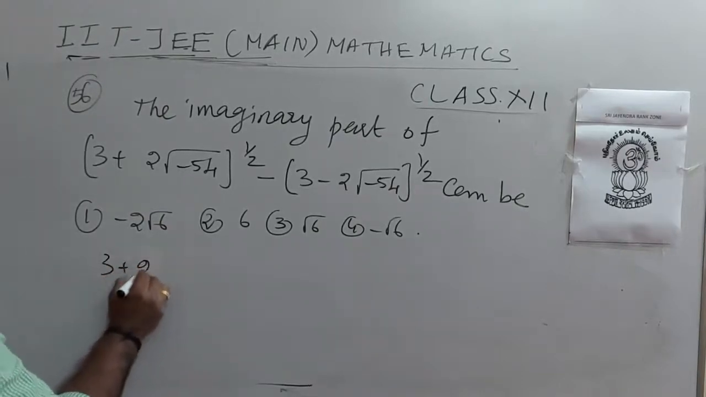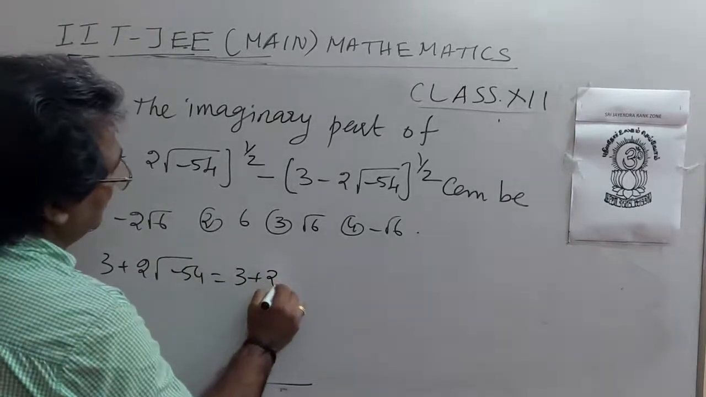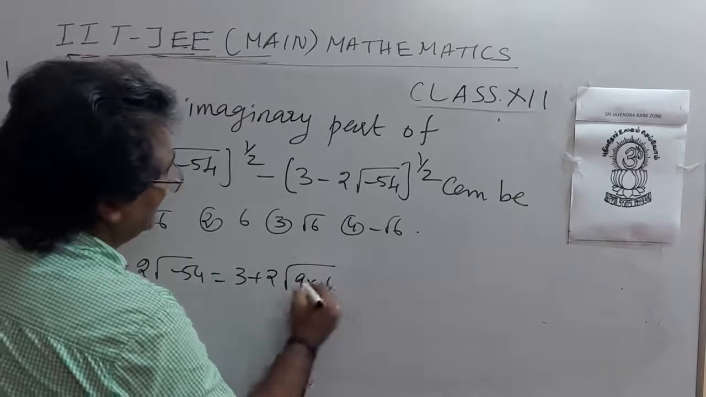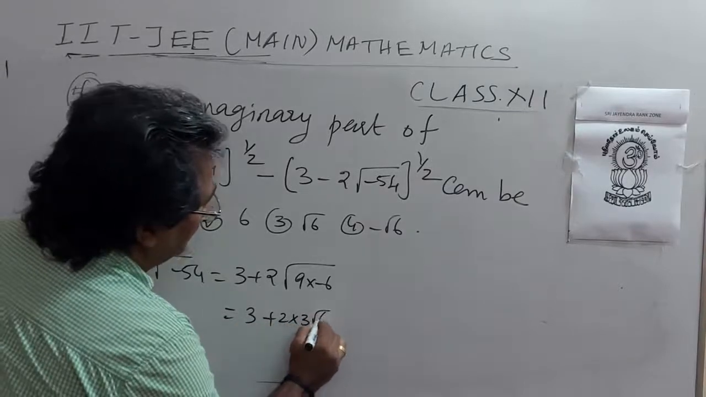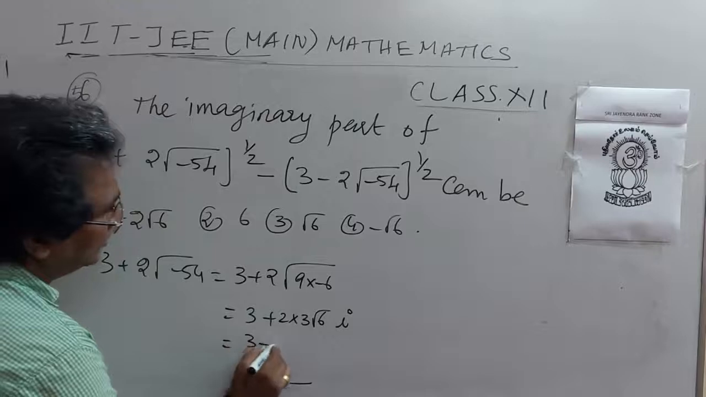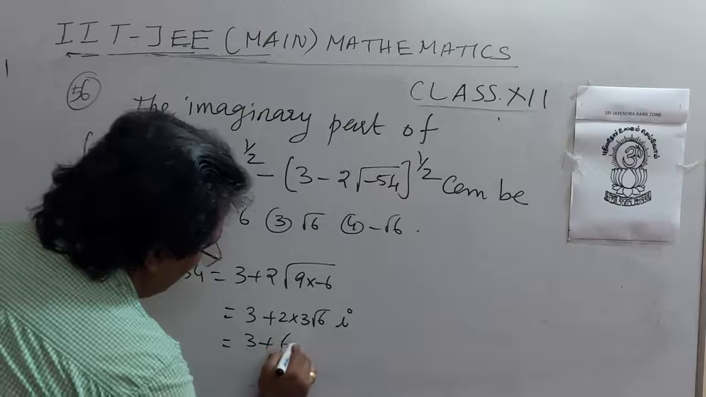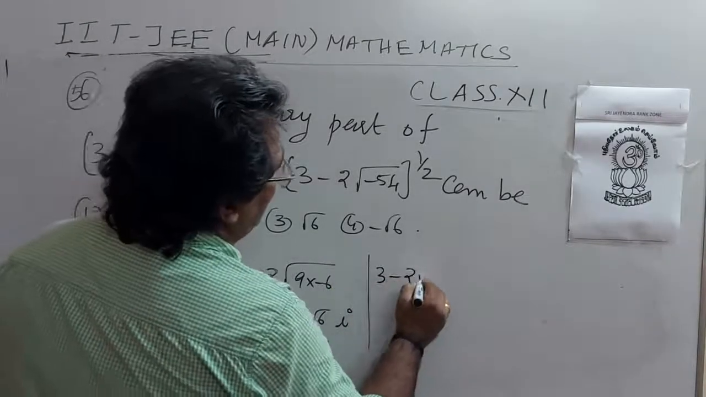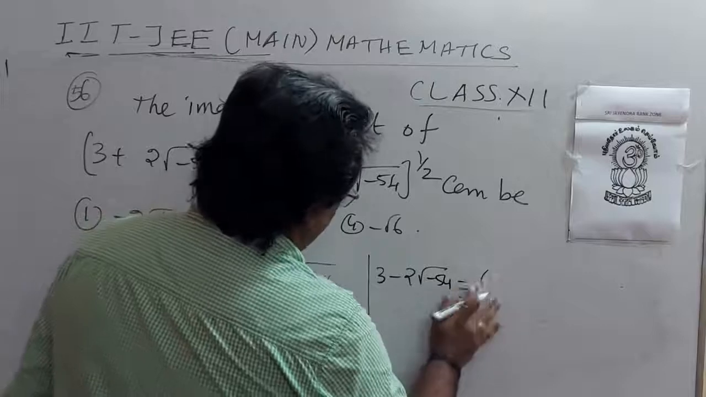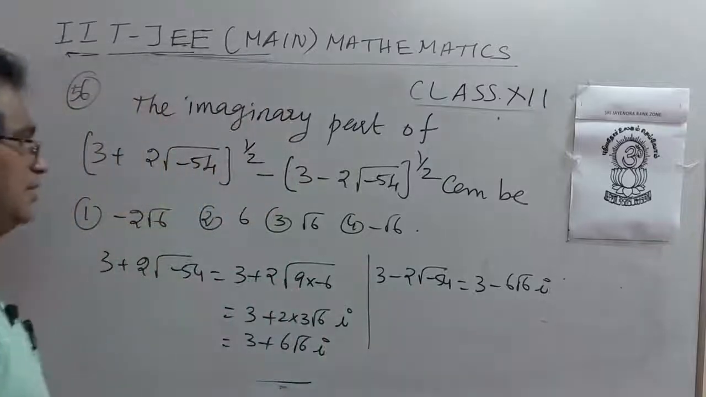Three plus twice root of minus 54 equal to 3 plus 2 into 9 into minus 6. That is 3 plus 2 into 3 into root 6 i, which is 3 plus 6 root 6 i. Like that, 3 minus twice equal to 3 minus 6 root 6 i.